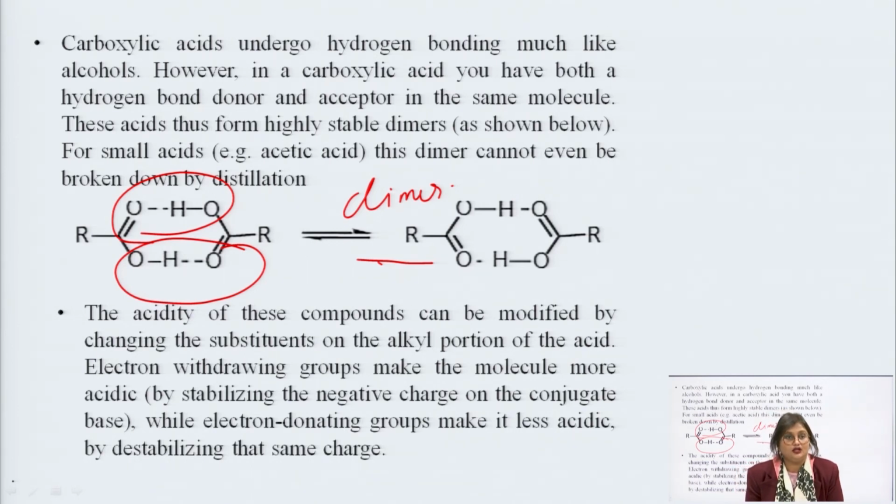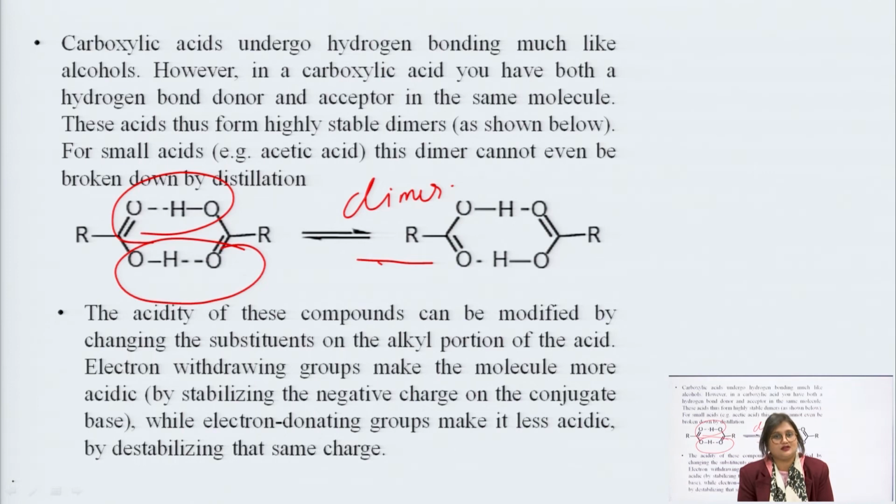Carboxylic acids undergo hydrogen bonding much like alcohols. However, due to the presence of a hydrogen bond donor as well as a hydrogen bond acceptor, they form highly stable dimers. For small acids, these dimers cannot even be broken down by distillation. The bonds are so strong that in smaller molecules these dimers cannot even be broken down through distillation.